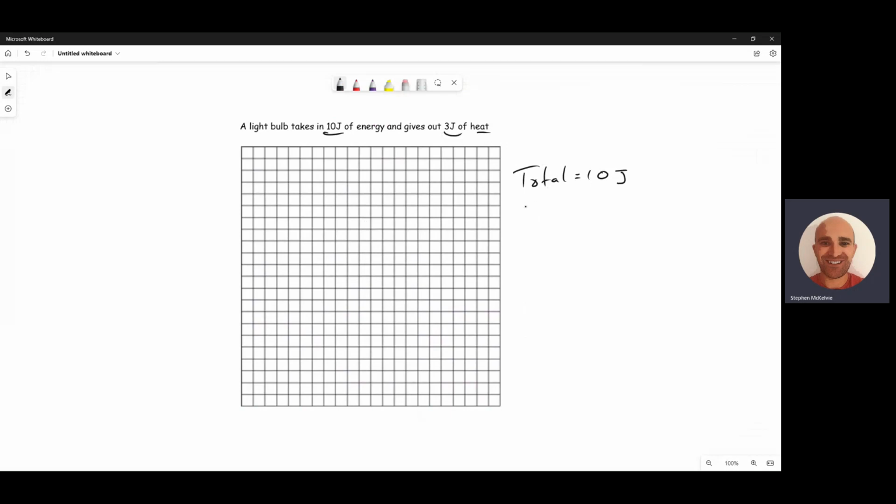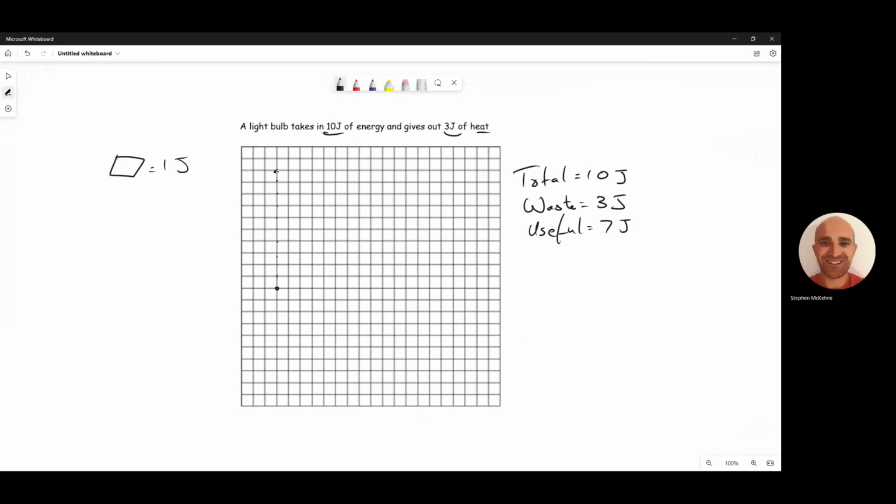All right, 3 joules of heat in a light bulb. That's going to be wasted energy. And if the total amount of energy going in is equal to the total amount of energy going out, then the useful energy will equal 7 joules. I'm going to make my scale. I'm going to say that 1 box is equal to 1 joule. I'm going to count down 1, 2, 3, 4, 5, 6, 7, 8, 9, 10, 2 dots, add my line, go in 2 or 3.